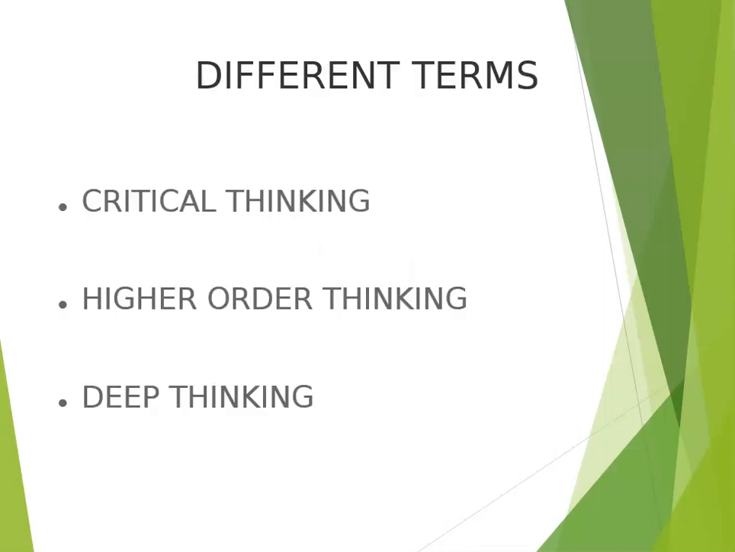Now, there are different terms that people use for enhancing thinking. One could be critical thinking. Others speak about higher order thinking, which I'm sure you've heard about when you were introduced to Bloom's taxonomy. Others speak about deep thinking as opposed to superficial thinking.